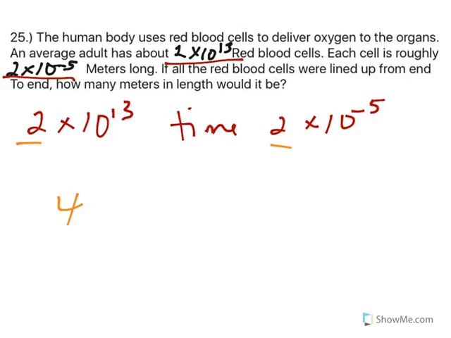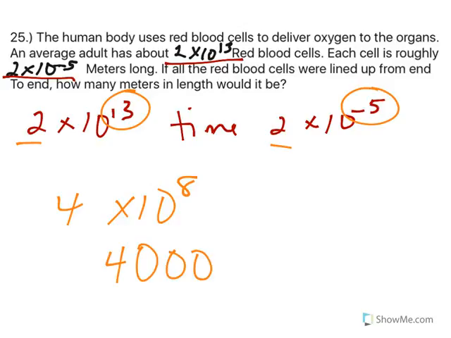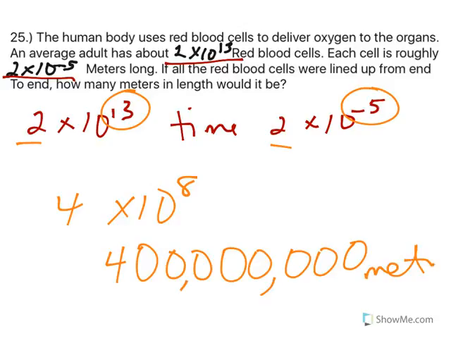2 times 2 is 4. 13 plus negative 5 is 8. So that's scientific. So if I go 8, it's positive. So 1, 2, 3, 4, 5, 6, 7, 8. 400 million meters long if you would line up all of your red blood cells.